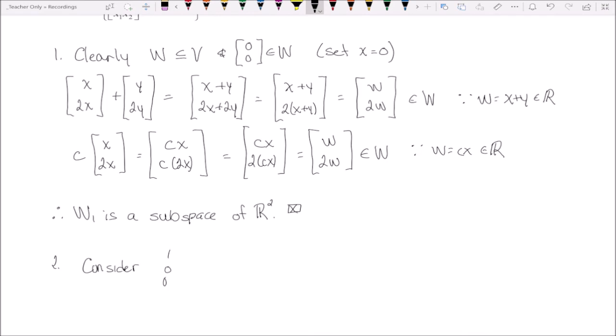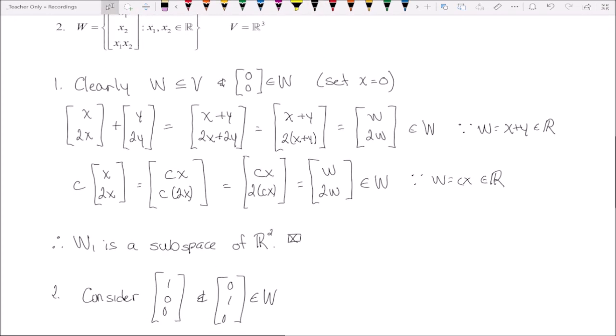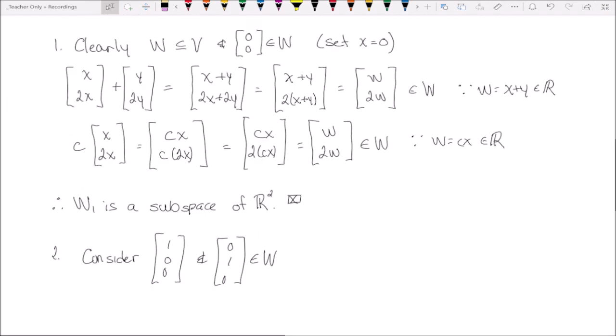consider (1, 0, 0) and (0, 1, 0). Both of these are clearly in W, right? I said x1 is 1, x2 is 0, 1 times 0 is 0. Then I decided that x1 was 0, x2 was 1, and then we have 0 times 1 is also 0.